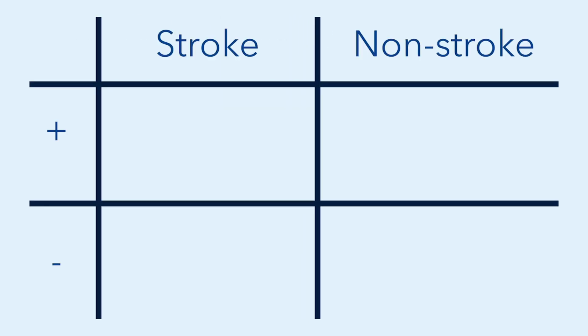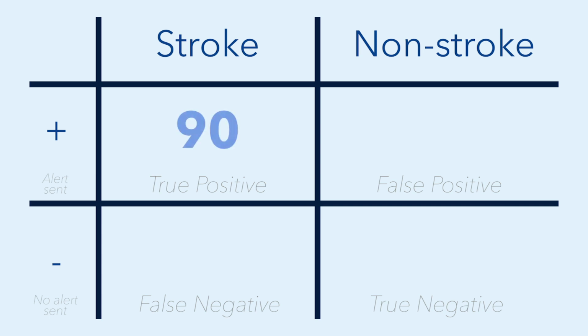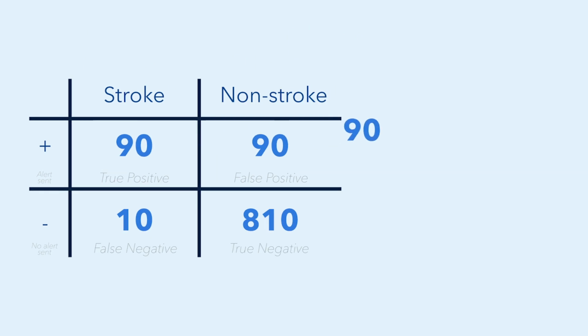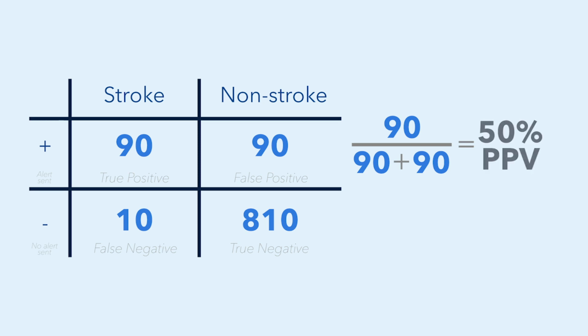Let's chart these numbers so we can better see the math involved. There were 90 true positives, 90 false positives, 810 true negatives, and 10 false negatives. If we take the 90 true positives and divide it by the sum of all positives, in this case 180, we get 0.5, or rather 50%. This means that the PPV for the tests is 50%.